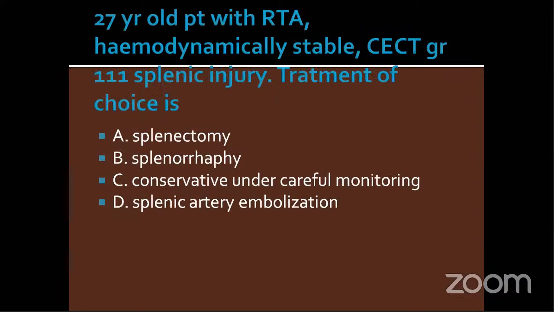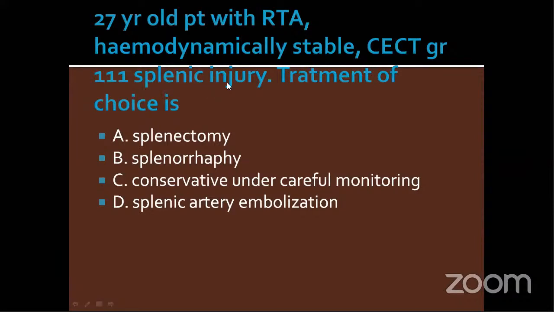A 27-year-old patient with a road traffic accident, hemodynamically stable, CECT shows grade 3 splenic injury. What is the treatment of choice? This was asked many times, almost. Option C, exactly. So it is conservative management under careful monitoring, because he is a young patient with a road traffic accident. Ideally, it should have been mentioned that there is no other organ injury, but it is not mentioned. But it's okay, he is hemodynamically stable, and CECT shows up to grade 3 injury.